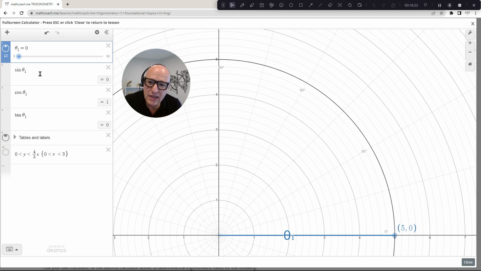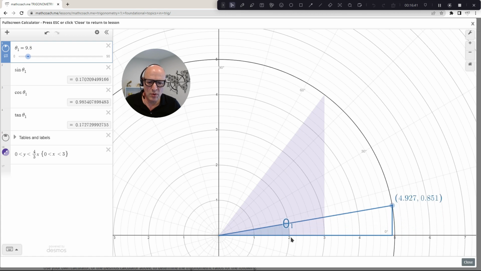Cosine, on the other hand, the adjacent side is equal to the hypotenuse. 5 divided by 5 is 1. And our tan ratio is also 0 because the opposite side is 0 divided by the adjacent side, 5, is 0. Okay, let me turn this back on and let's answer that question, which is, what is the angle for our 3, 4, 5 triangle?